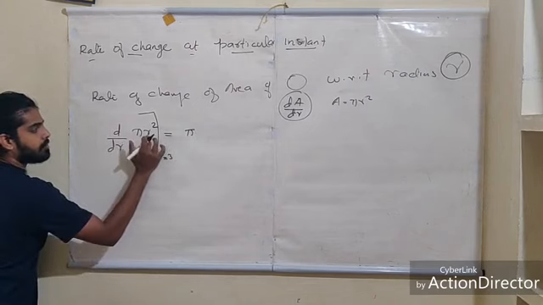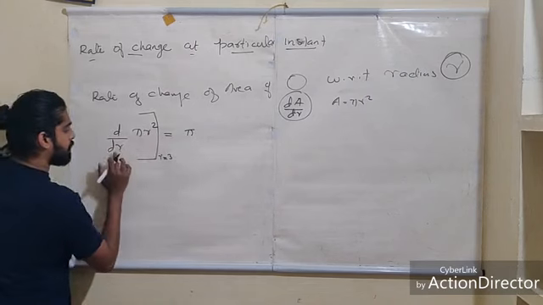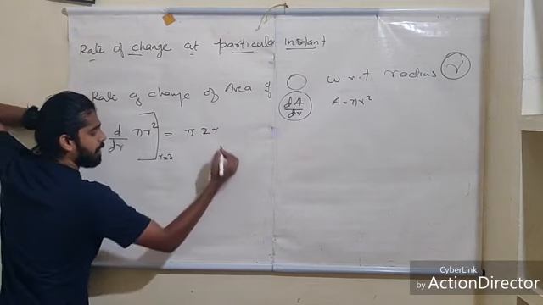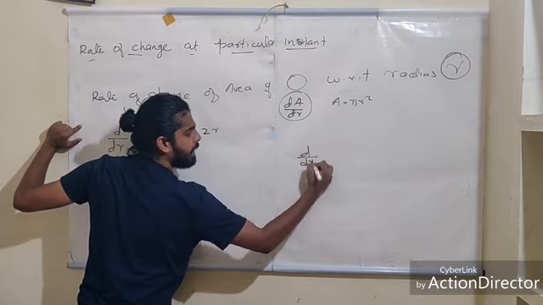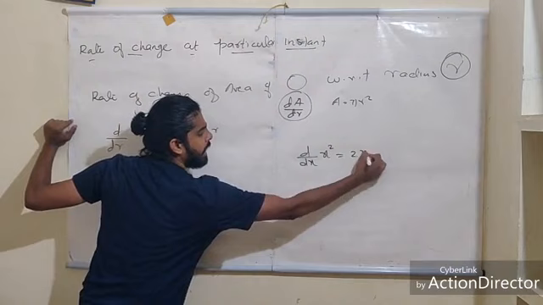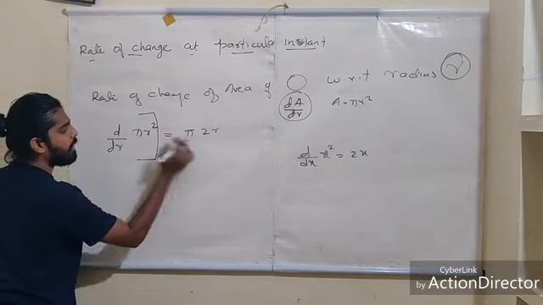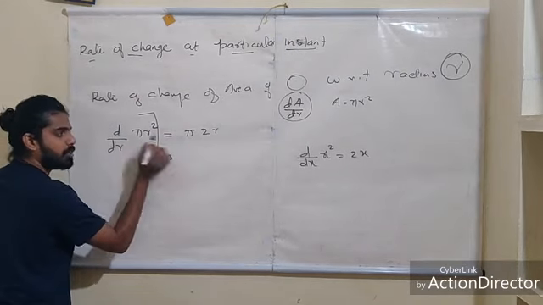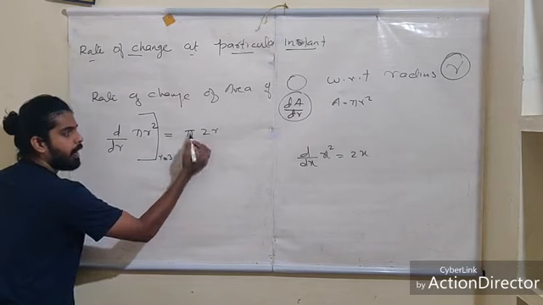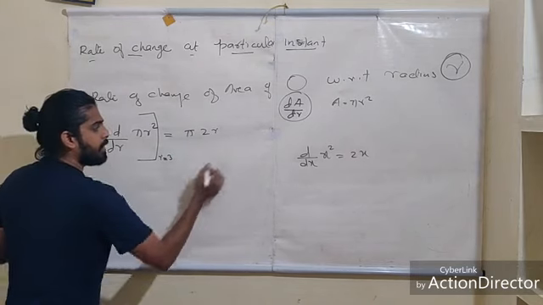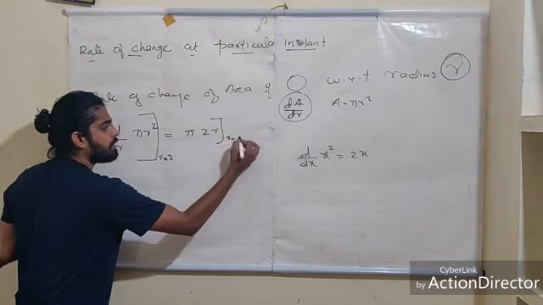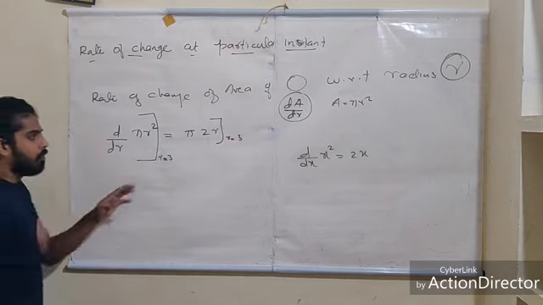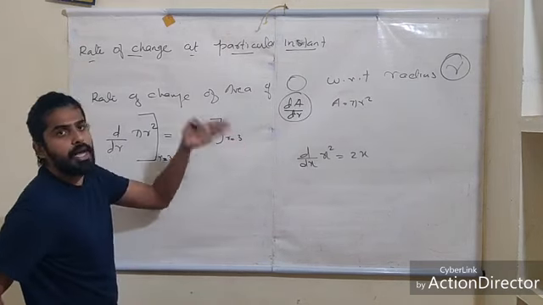Then d by dr of r square. Differentiating r square with respect to r gives 2r, like we differentiate x: d by dx of x square is 2x. Like that, d by dr of r square is 2r, and pi is a constant, that's why pi is here. So pi into 2r is the derivative. Now we have to substitute r is equal to 3.